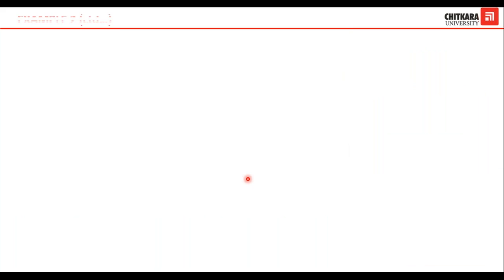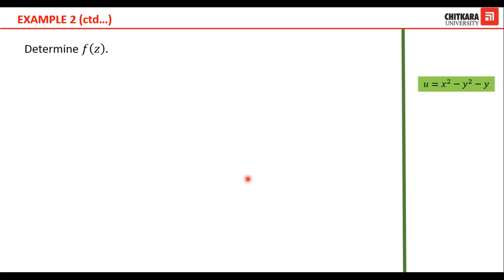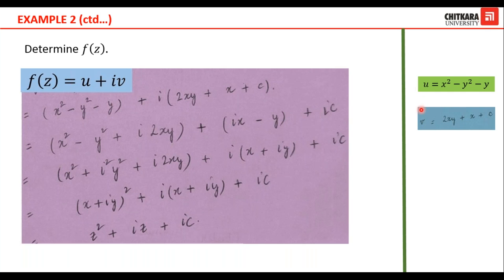And the third part of the question told you to calculate f(z). We know that f(z) is equal to u plus iota v. So we have already calculated u and v. u was already given to you in the question and v we have calculated. So I'm just putting the values here, and by simple calculations, I am converting this whole term in terms of z. And f(z) becomes z squared plus iota z plus iota c. Right? Okay. So I hope it is clear now.